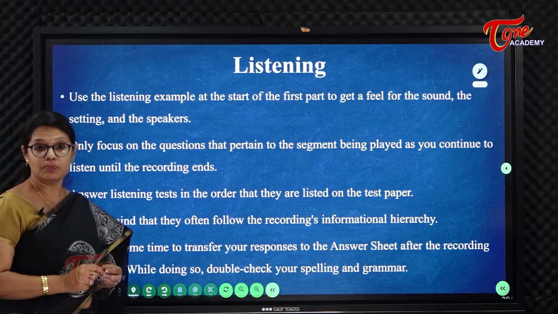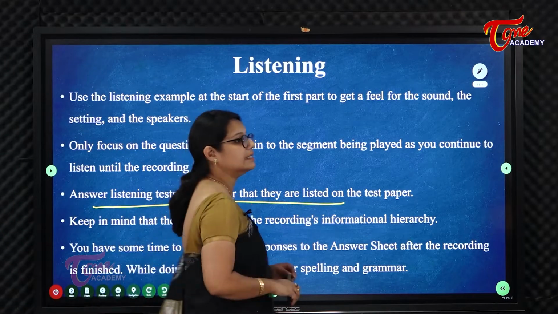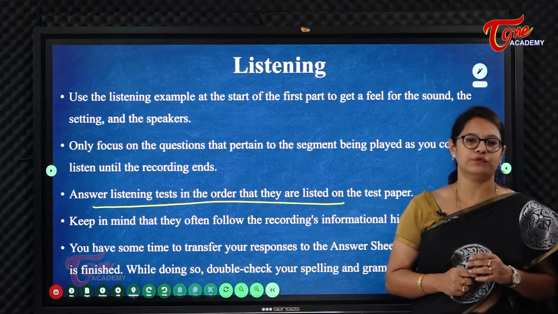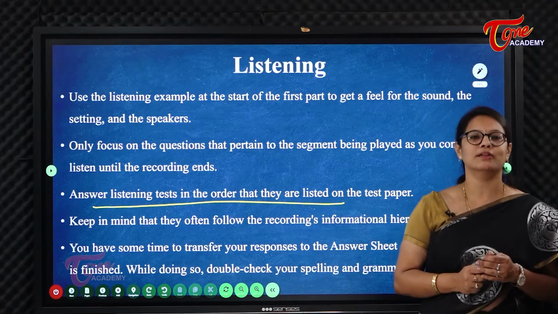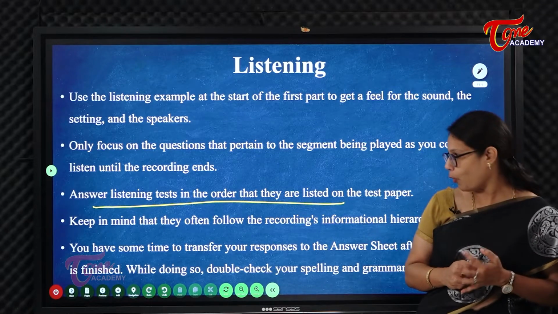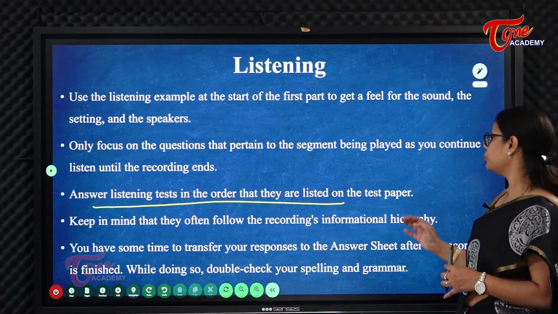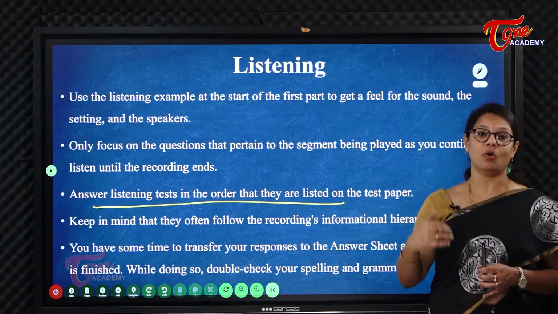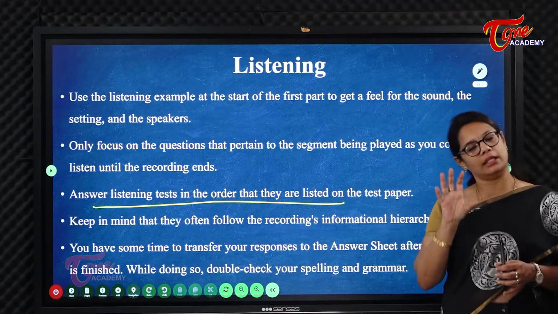Now, the next most important thing is to answer questions in the listening test in the order that they are listed in the paper. Just because you got the answer to question number 10, don't answer it when you are answering the first segment dealing with questions 1 to 4. Also keep in mind that they often follow the recording's informational hierarchy, so it goes in order. That is how it always goes.